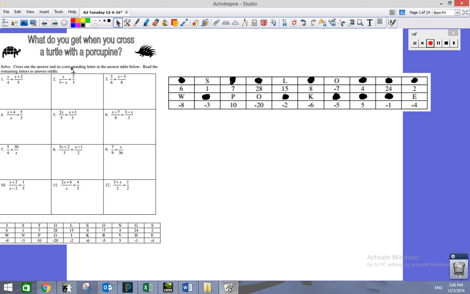What do you get when you cross a turtle with a porcupine? S-L-O-W, slow. And then P-O-K-E, slowpoke. You get a slowpoke. That's kind of funny. Turtle slow and the porcupine will poke you. Ha ha! We did it. Slowpoke. Alright. So I know it's corny, but hey, I hope you enjoyed it. I'll talk to you later.